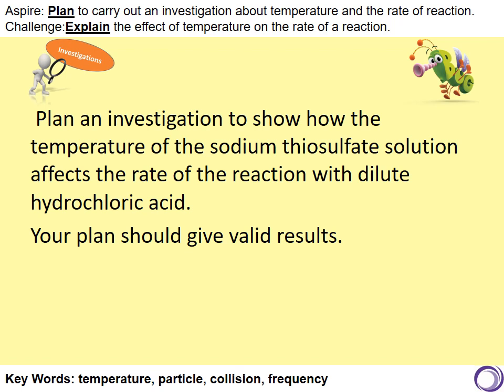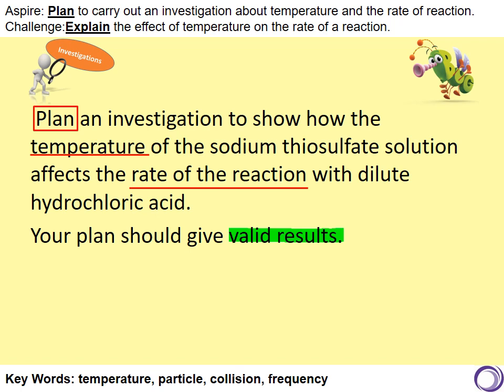Now that we've spent 3 minutes planning our answer, we can spend time writing our answer in full. Remember, it's a plan, so it must have a method. Our keywords are temperature and the rate of reaction. So temperature is the independent variable that we will change. And we must have valid results. So we have to list our control variables.